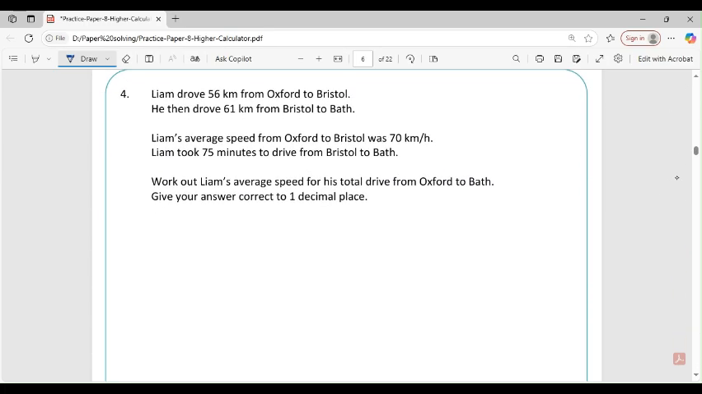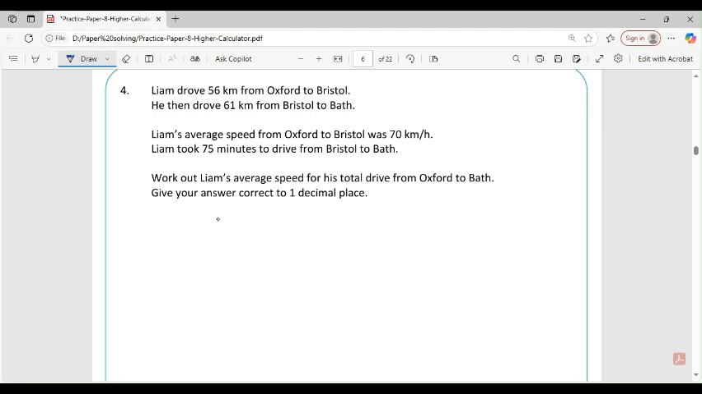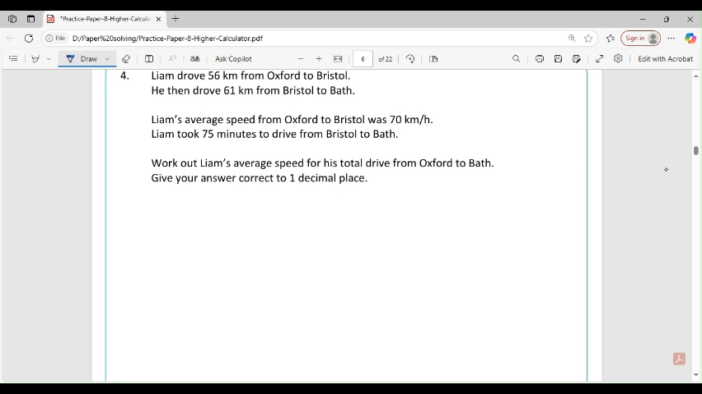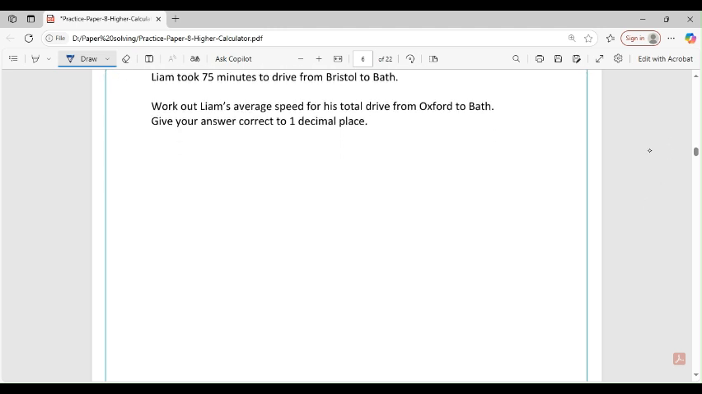Now, when it comes to question number 4, it says Liam drove 56 kilometers from Oxford to Bristol. He then drove 61 kilometers from Bristol to Bath. Liam's average speed from Oxford to Bristol was 70 kilometers per hour. Liam took 75 minutes to drive from Bristol to Bath. Work out Liam's average speed for his total drive from Oxford to Bath. Give your answer correct to one decimal place.